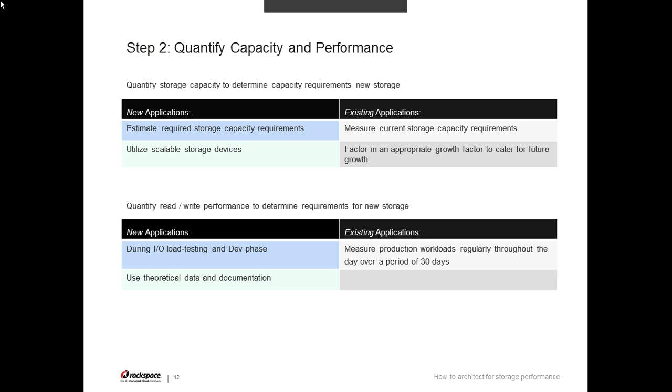If, on the other hand, you're deploying a new application where you have no devices to check, the best approach is to estimate based on your expected growth plans and potentially refer to vendor documentation. It also does help to use scalable storage devices like a SAN or virtualization, where unexpected storage can be provisioned quickly and easily, often without any downtime.